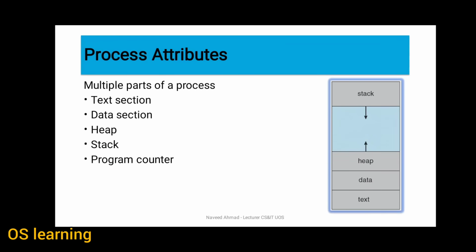Next, what are the process attributes? There are multiple parts of a process. First we have the text section, data section, heap, stack, and program counter. The stack is on the top of the section. Next we have a space for memory. Then heap, data, and text, as you can see in the diagram.